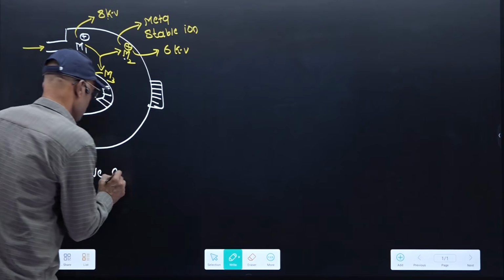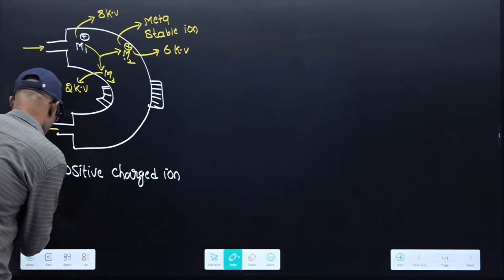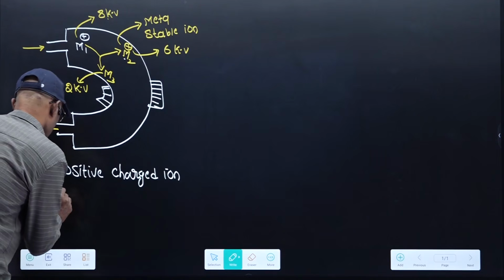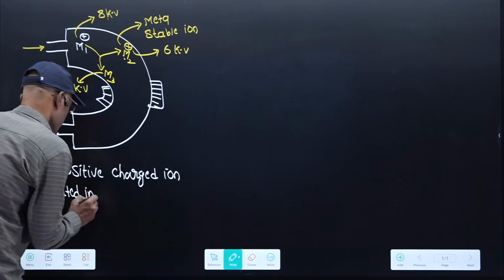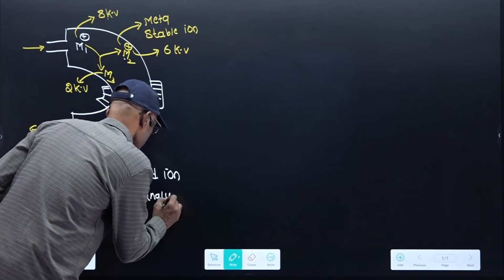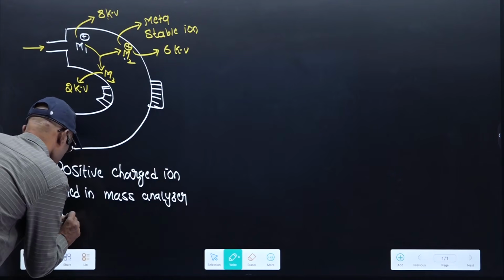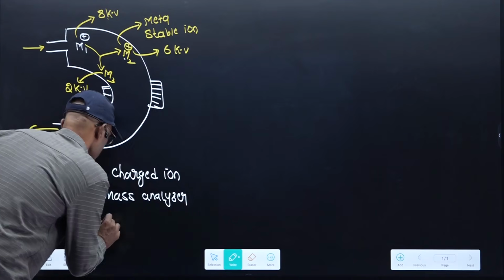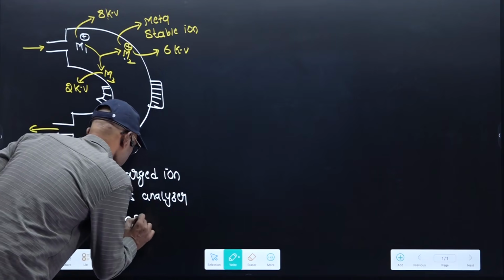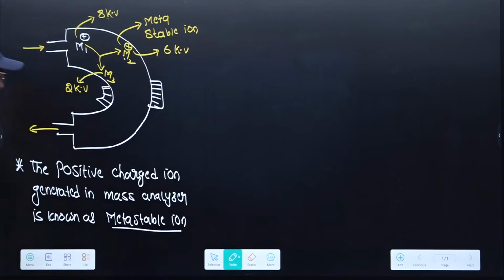The positive charged ion generated in the mass analyzer is generally known as a metastable ion.